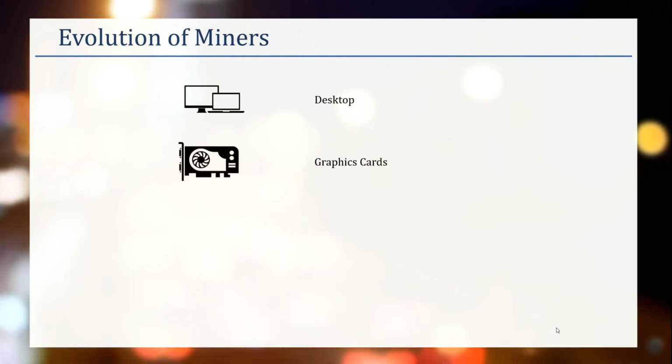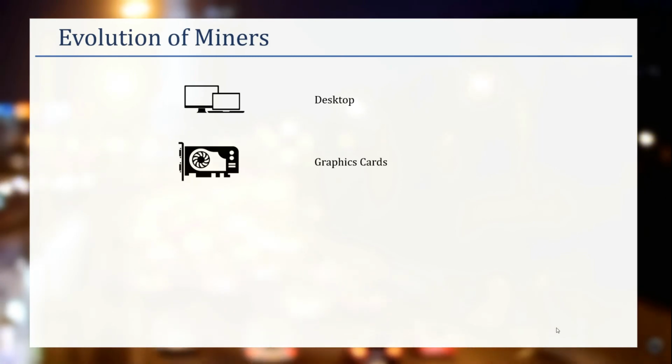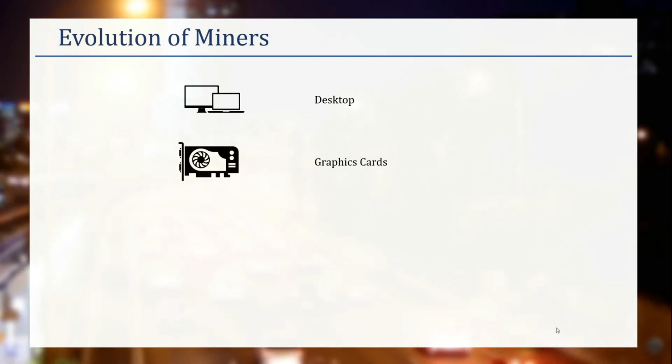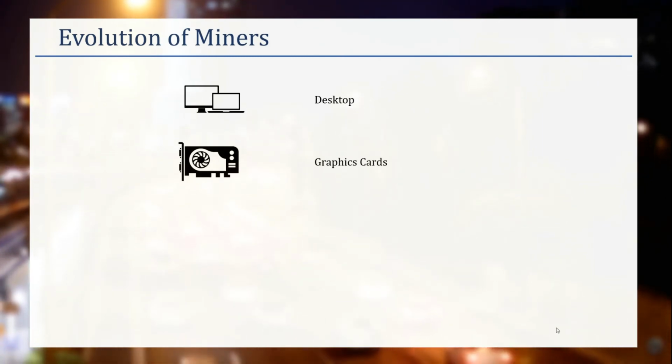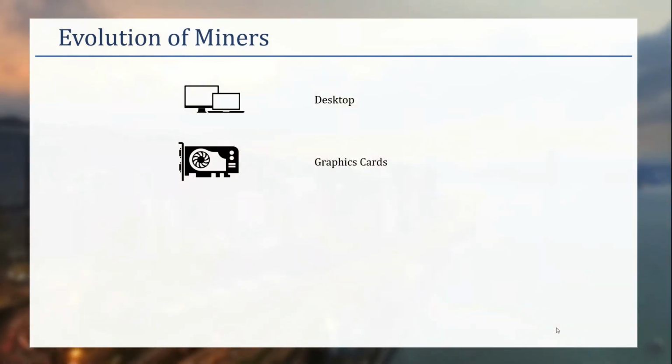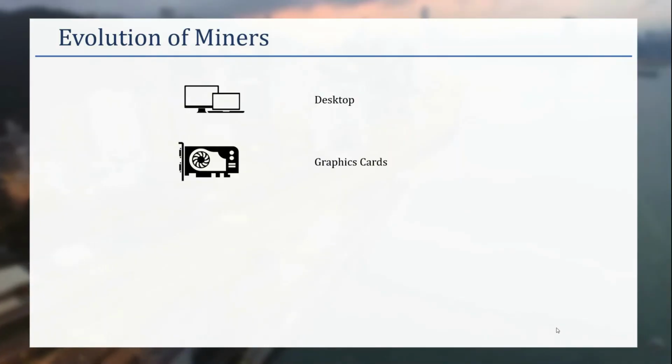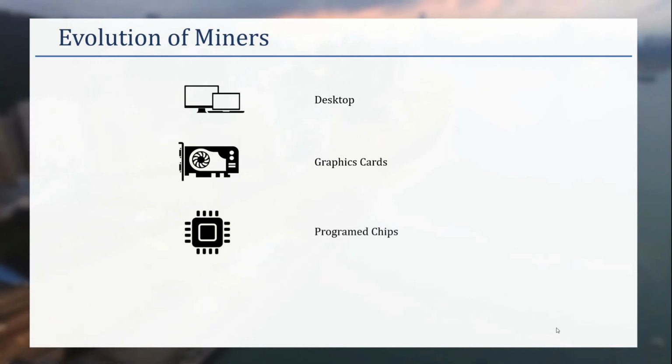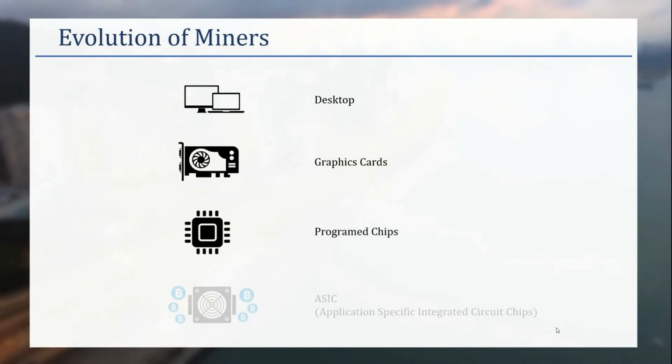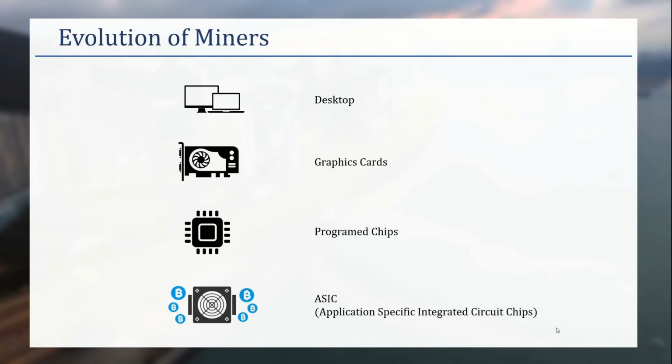Even though millions of users are trying to participate in this mining process and find the next block, only one person can be the winner, because whoever validates it correctly and finds it so fast gets all the rewards as well as the transaction fee. Users upgraded from desktops to graphic cards because they are very fast for mining, and then they went to specially programmed chips, and now we are using ASIC chips. The application specific integrated circuit chips are the ones specifically built for Bitcoin mining.